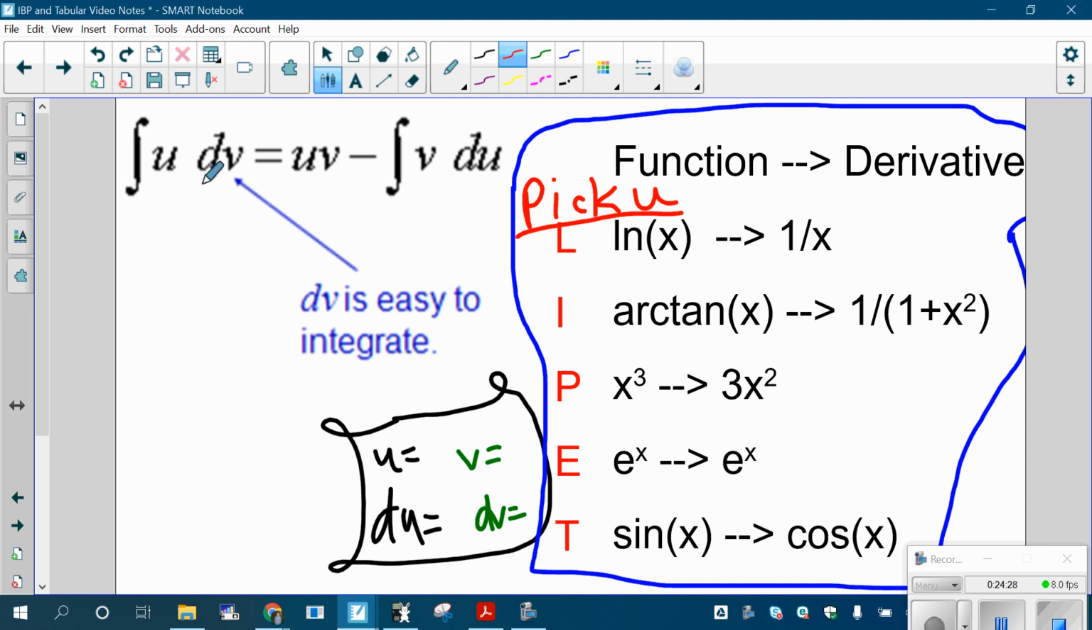So you should look at your integral, and when you're deciding, one part's u and one part's dv, I can't emphasize enough that the entire thing has to be taken up. So whatever is u, the other part's dv. You're going to pick the natural log for u, if there is one. If not, pick the arctan, the inverse trig, if there is one. If not, pick the polynomial.